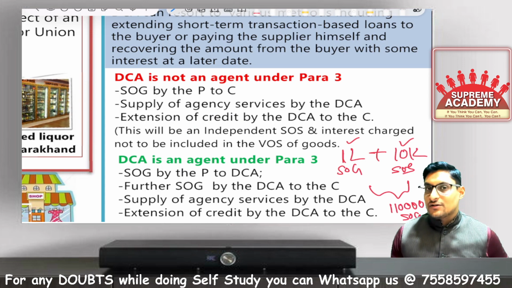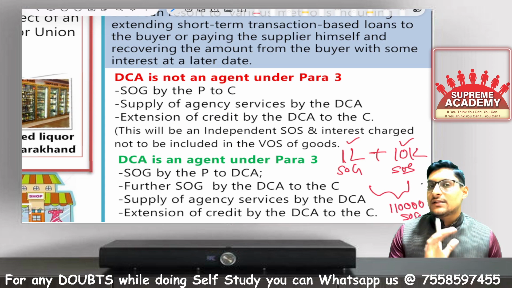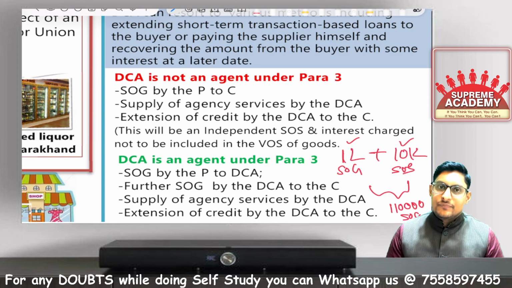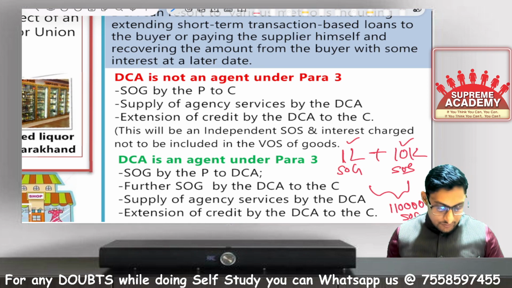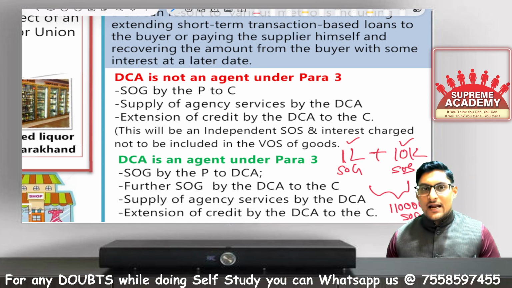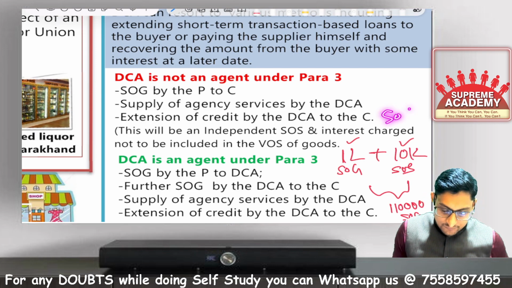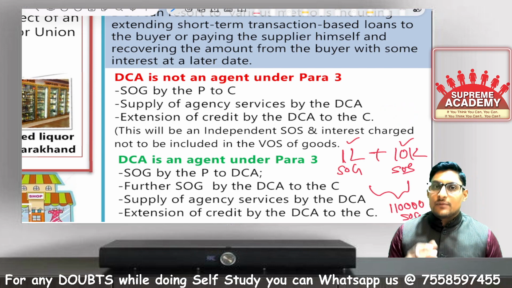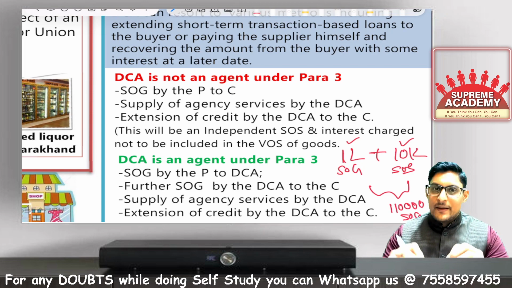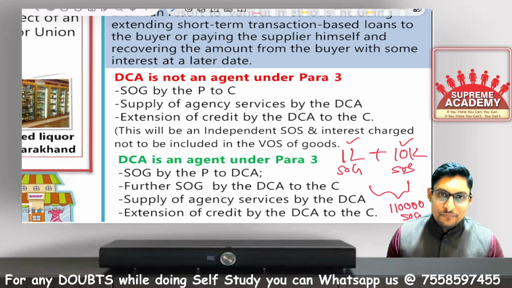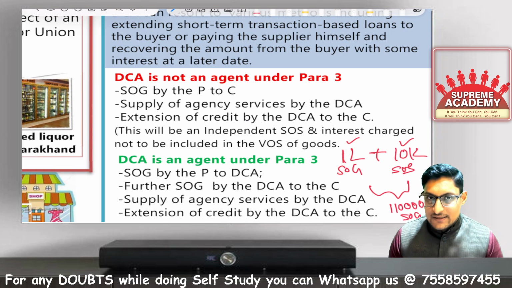I told you, in case of a Del Credere agent, one more service is being added. That is the credit facility. Now he is giving the credit facility. In that case also, this will be a supply of service by this agent to the customer, and in return the customer will have to pay interest on such service.